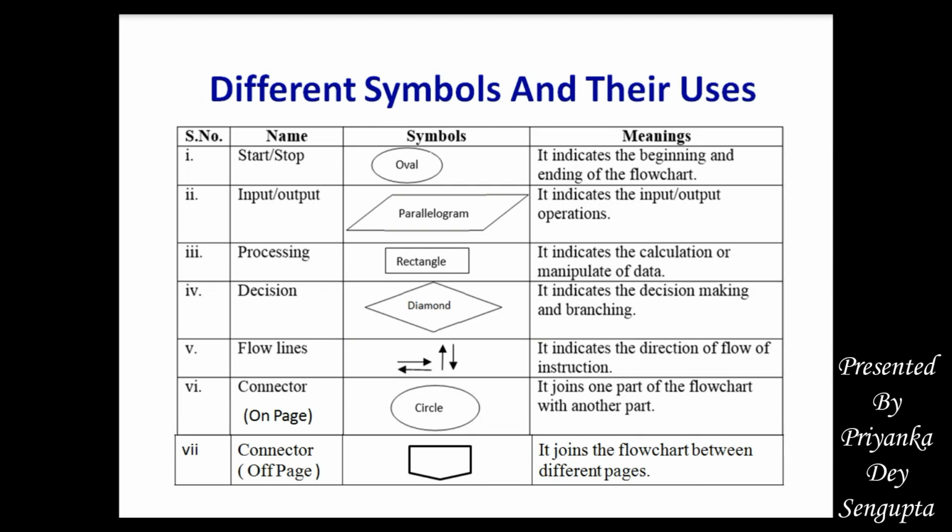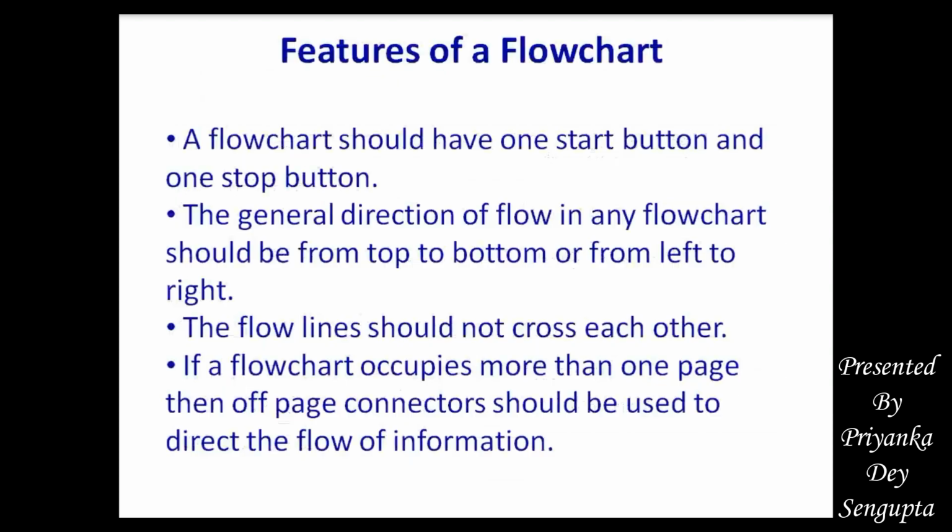The sixth one is a connector. A circle represents an on-page connector. That means if we have to connect two parts of a flowchart within the same page, then we use an on-page connector. And the last one is an off-page connector. That means if we have to join two flowcharts at different pages, then we use an off-page connector.